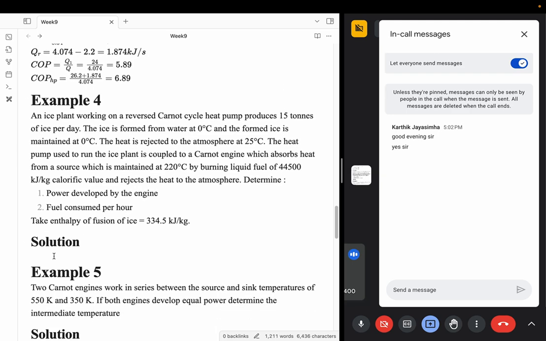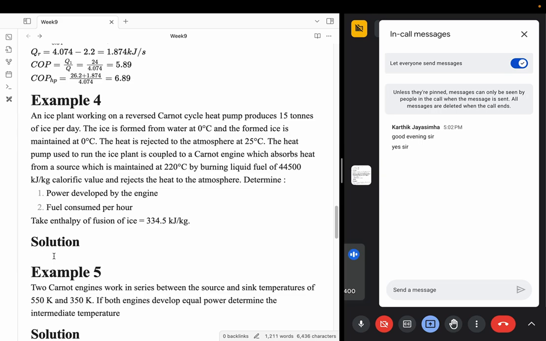So we have an ice plant that is working on a reverse Carnot cycle heat pump and produces around 15 tons of ice per day. The ice is formed from water at 0 Celsius, and the formed ice is maintained at 0 Celsius. The heat is rejected to the atmosphere at 25 Celsius. The heat pump used to run the ice plant is coupled to again a Carnot engine, which absorbs heat from a source maintained at 220 Celsius by burning a liquid fuel of 44,500 kilojoule per kg calorific value and rejects heat to the atmosphere. So the sink temperature is the same both for the reverse Carnot cycle as well as the heat engine. Determine the power developed by the engine and the fuel consumed per hour.